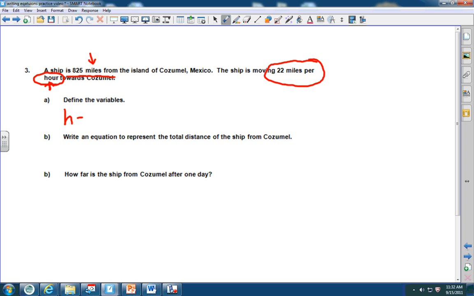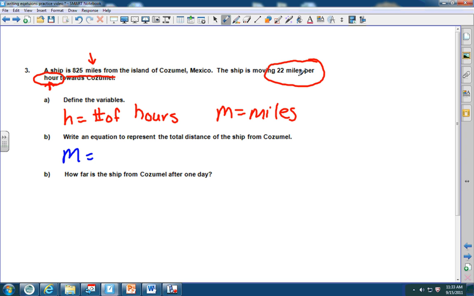Okay? My independent, let's just do this. Let's do H equals number of hours, and we'll put M equals miles. You could put total miles. So when I go to write this, I have M equals. Now, let's go back a second. Up here, which one of these is my coefficient? Coefficient is what goes with the variable.